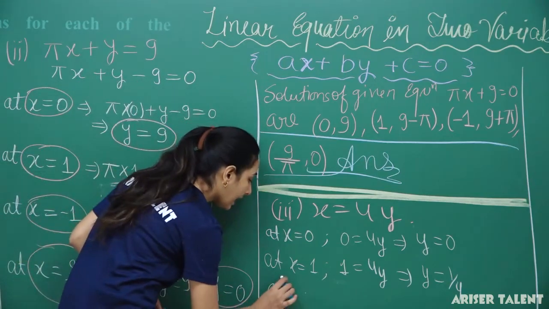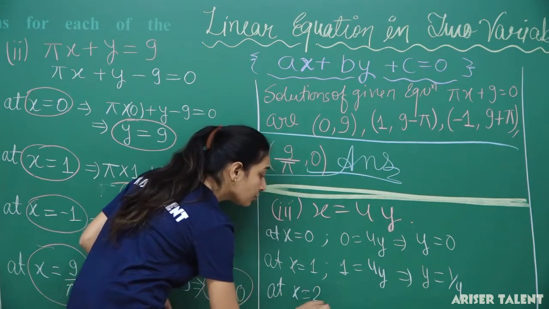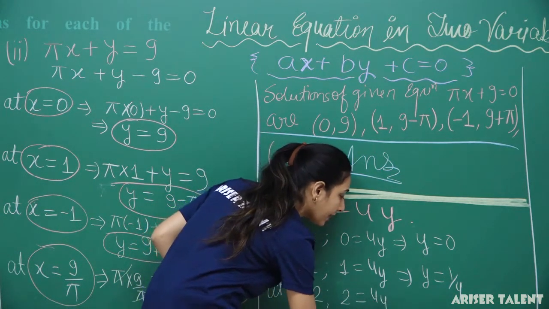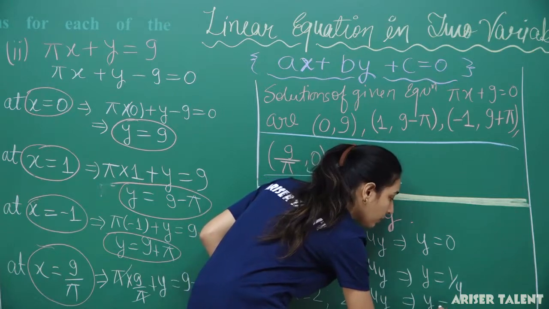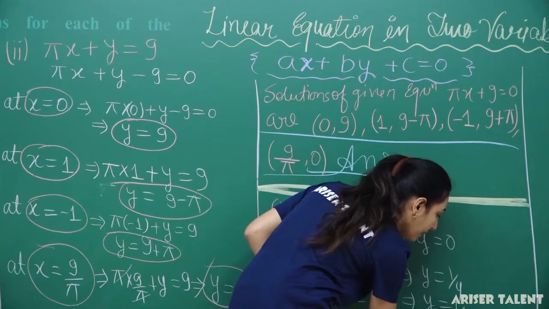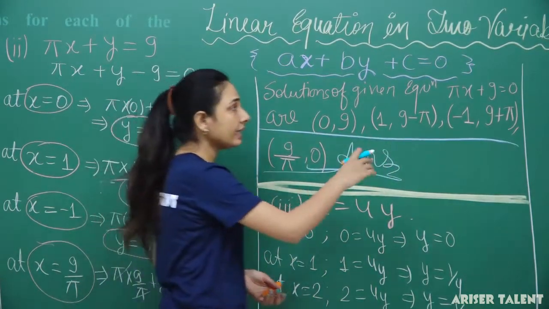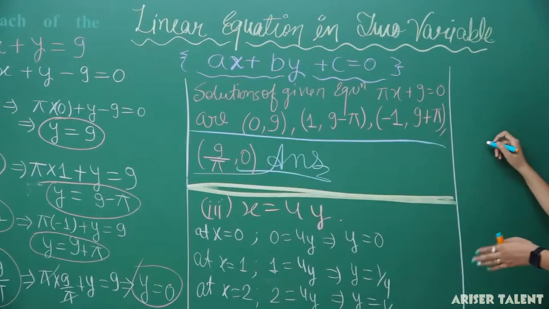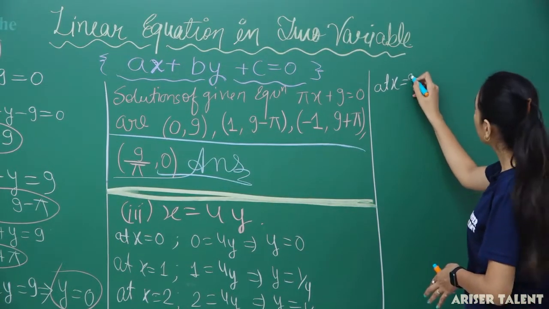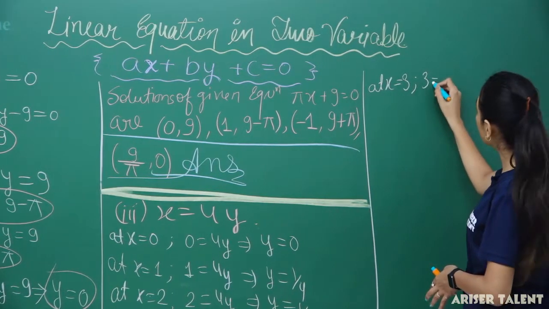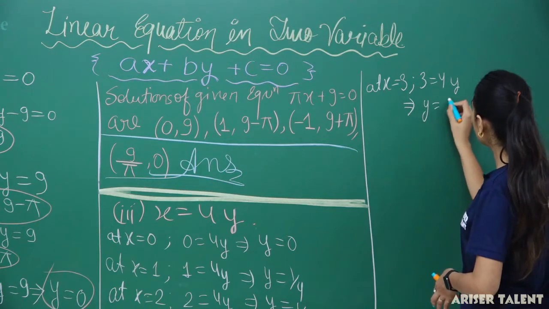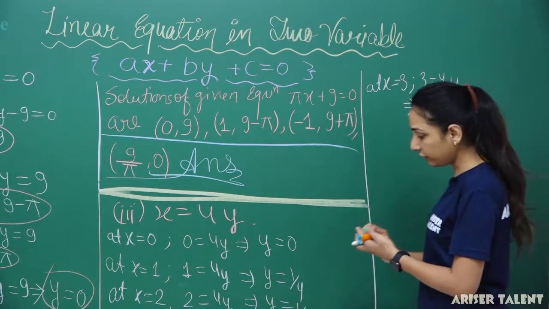Okay, now at x equals to 2, 2 equals to 4y. This implies y equals to what? 2 by 4, 2 by 4 is half. So 1 by 2. Again here, 3 values we have got, fourth value at x equals to 3, 3 equals to 4y. This implies that y equals to 3 by 4. Now what values we are getting?